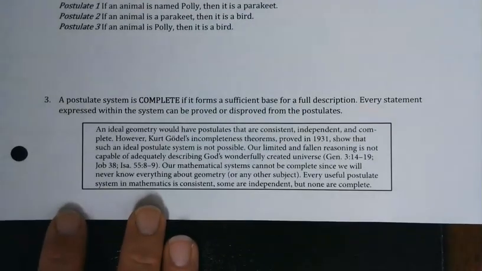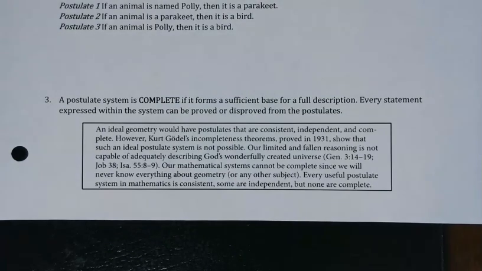and look at 3. So the third part is complete. A postulate system is complete if it forms a sufficient base for a full description. So every statement expressed within the system can be proved or disproved from the postulates. So here's an excerpt from your book, which I really love. An ideal geometry would have postulates that are consistent, independent, and complete.